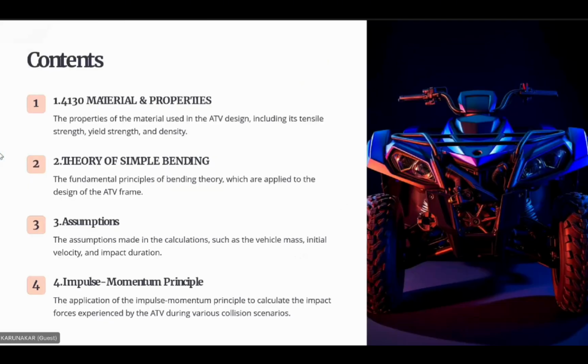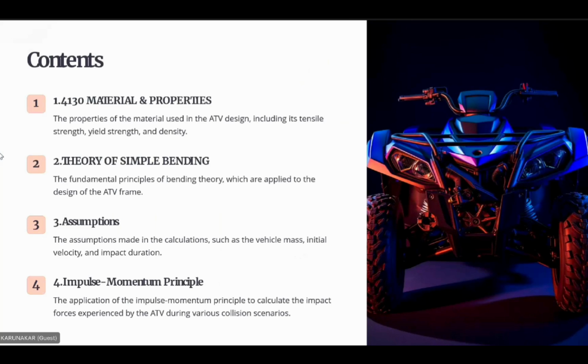We will discuss a few contents mentioned here, which are 4130 material and its properties, which includes discussion about tensile strength, yield strength and its density to perform linear and non-linear analysis using computer-aided engineering analysis software, either ANSYS or Inspire or Hypermesh, and the theory of simple bending, which is applied to the design of an ATV frame, and the fundamental principles of bending theory.